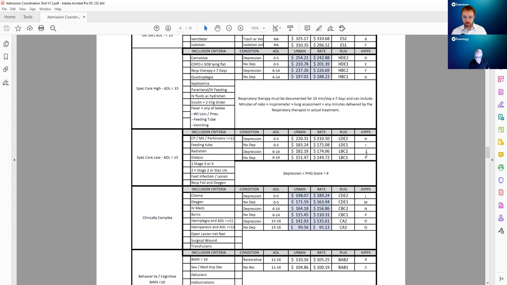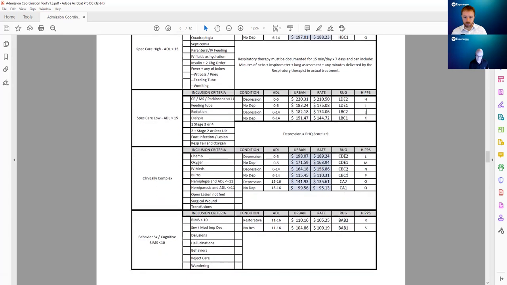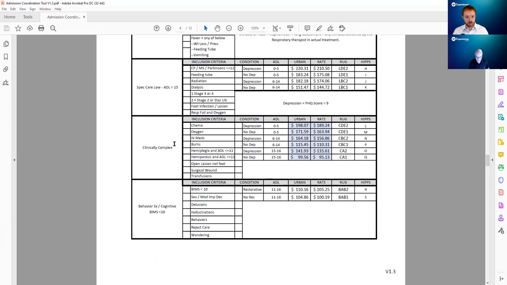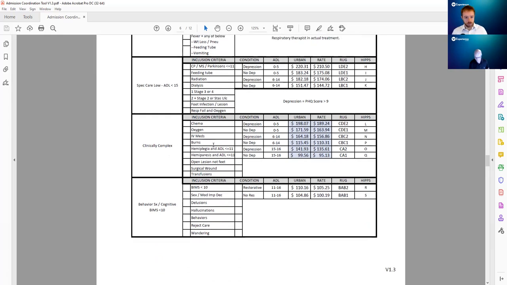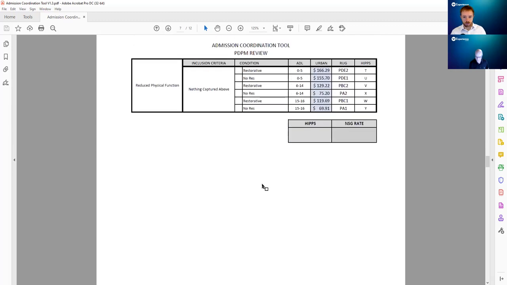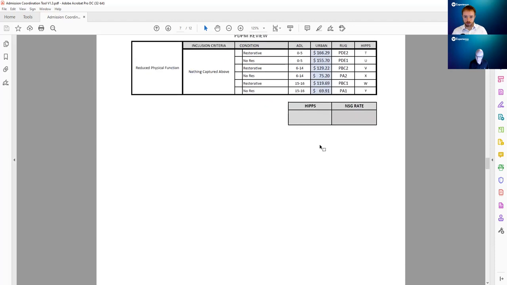So we're an NIJ now for our patients. If they hadn't categorized there, they would fall in clinically complex. You would be looking for something here. If they didn't fall there, behavior. So you can see the money is going down. And the very last thing, if you don't qualify for anything, you always end up in physical function. But we didn't. We came out NIJ, and we would be able to put in our dollars here if we wanted.